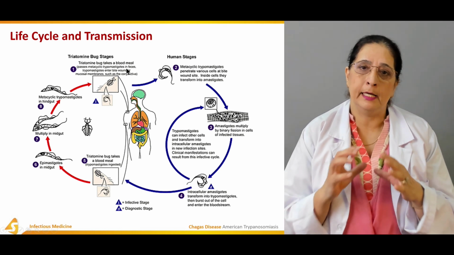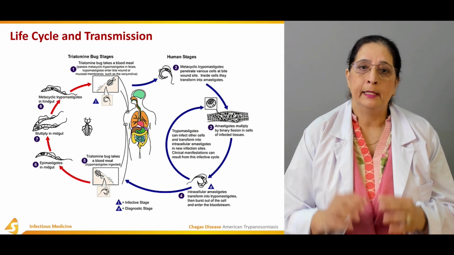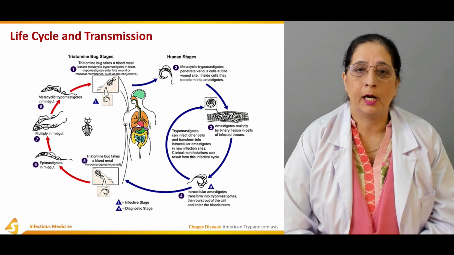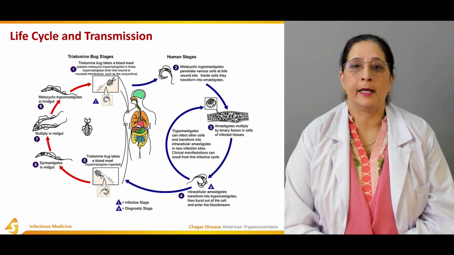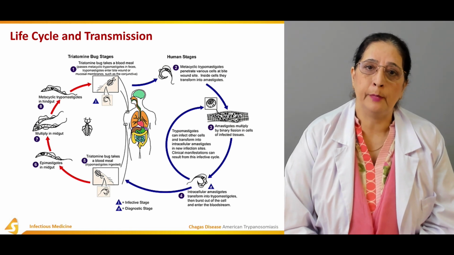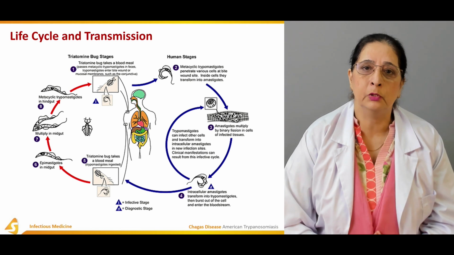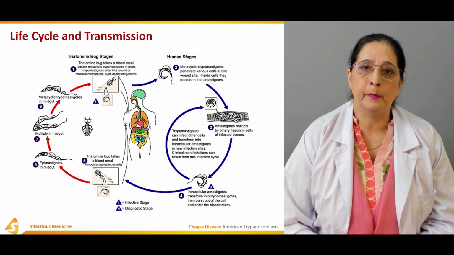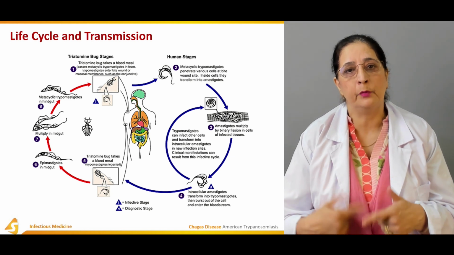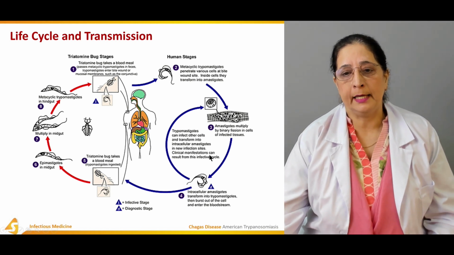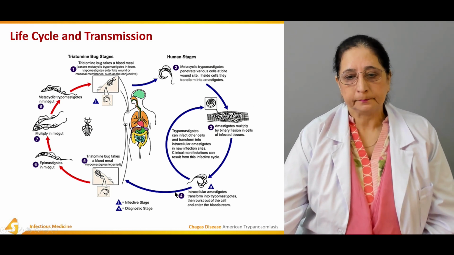So first thing, the triatomine bug bites the human and takes the blood meal. They inject the trypomastigotes into the human. In the infected cells, the trypomastigotes transform into amastigotes. Amastigotes multiply by binary fission, again form trypomastigotes, and the cycle keeps on repeating.